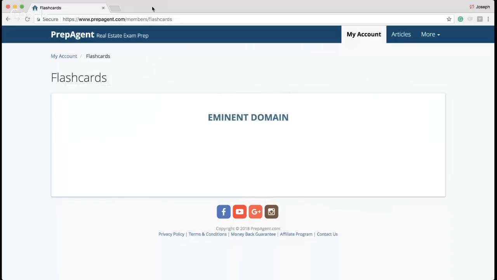Okay, eminent domain. What's eminent domain all about? What is eminent domain? Excuse me. Eminent domain is when the government takes your property. What do they use to take that property? Thank you, Tasha. What do they use to take that property? What action is that called? Condemnation. Excellent. Condemnation.